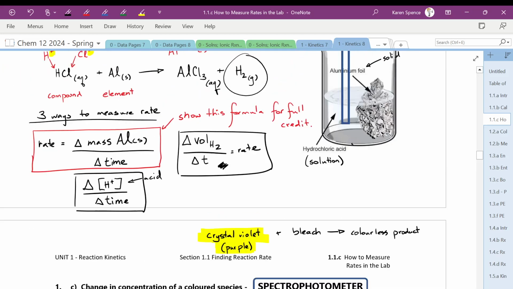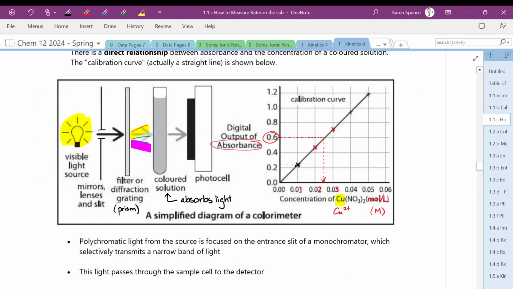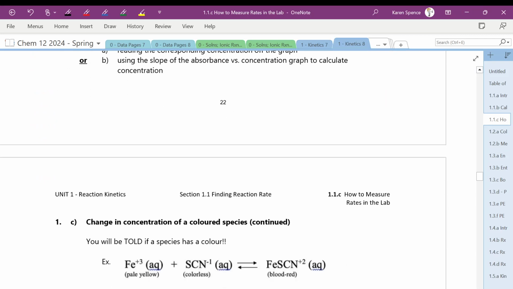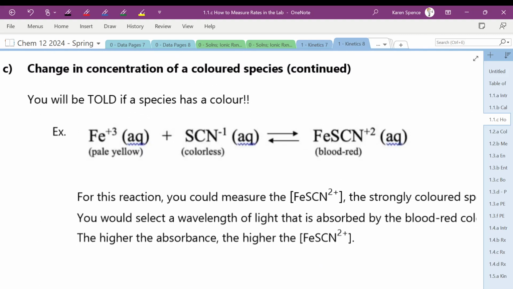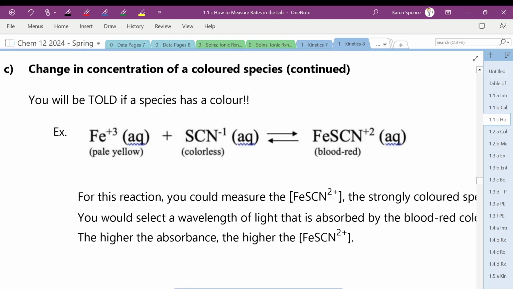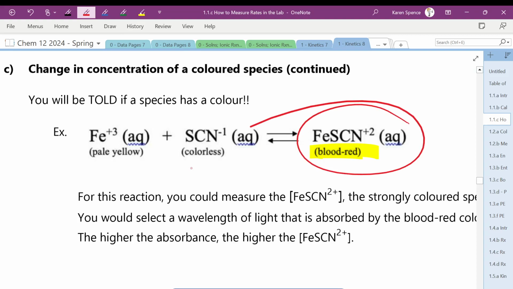Cool. So while we are here, I think we might just go to our, oh yeah, here we go. So you can see here we have a pale yellow color and it turns to blood red. So you can say, I could measure the concentration of that thing by looking at its change in color, okay?